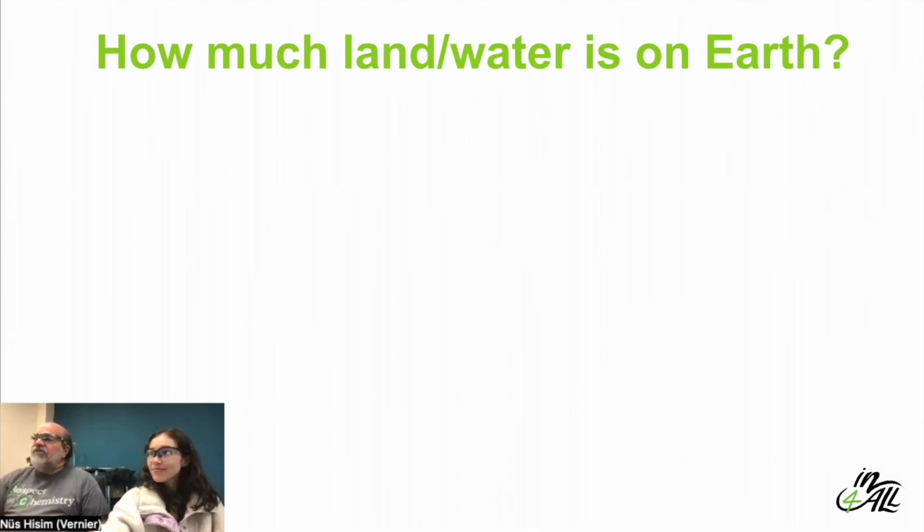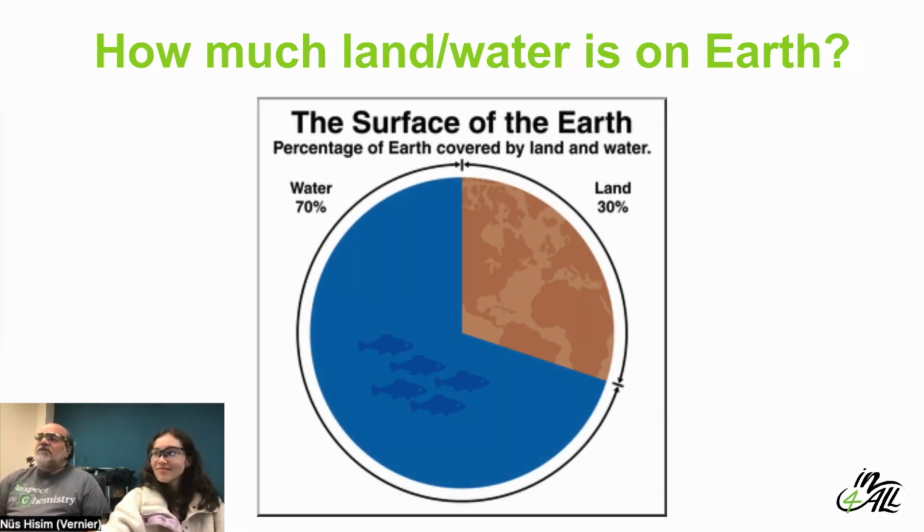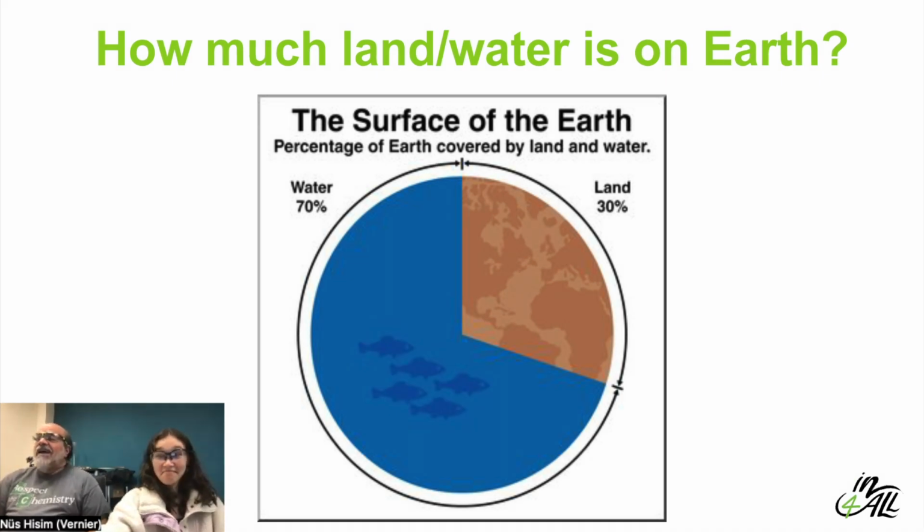All right. The other thing is, this is sometimes a little bit surprising. How much land and water is on the earth? If you look at this, it's pretty surprising that there's an awful lot of water and there's not that much land compared to it.